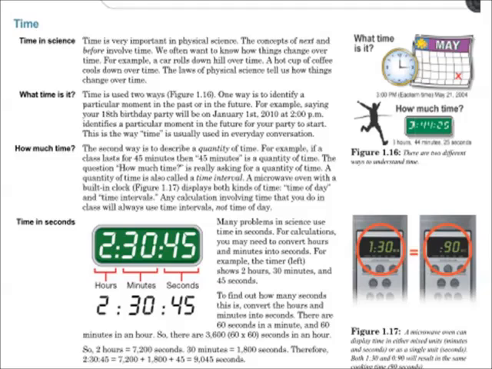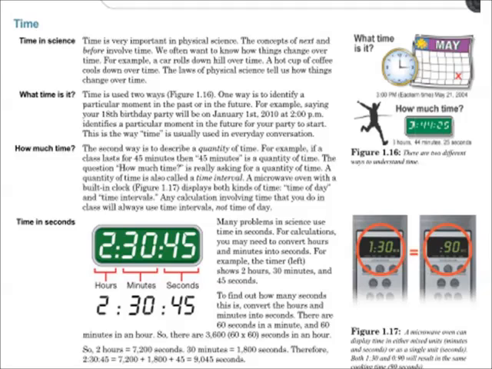The second way is to describe a quantity of time. For example, if a class lasts for 45 minutes, then 45 minutes is a quantity of time. The question, how much time, is really asking for a quantity of time. A quantity of time is also called a time interval. A microwave oven with a built-in clock, Figure 1.17, displays both kinds of time: time of day, and time intervals. Any calculation involving time that you do in class will always use time intervals, not time of day.